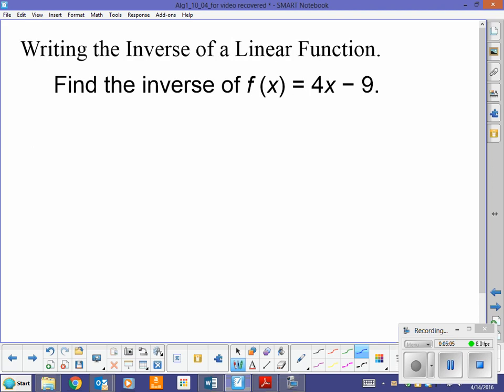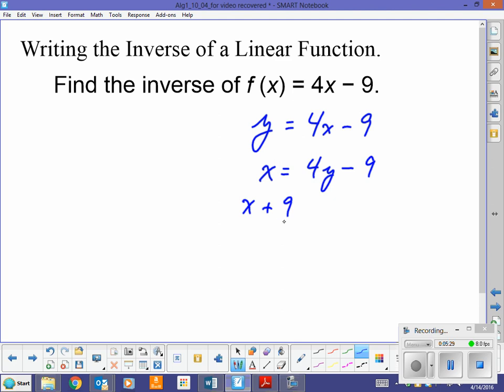Then let's take a look at writing the inverse of a linear function. Okay, so I have f of x equals 4x minus 9. So the first thing we want to do is rewrite it as y equals 4x minus 9. Then we're going to switch x and y in this equation. And then we're going to solve for y. So if I add 9 to both sides, I'll have x plus 9 equals 4y. And then dividing everything by 4, x plus 9 divided by 4 equals y.